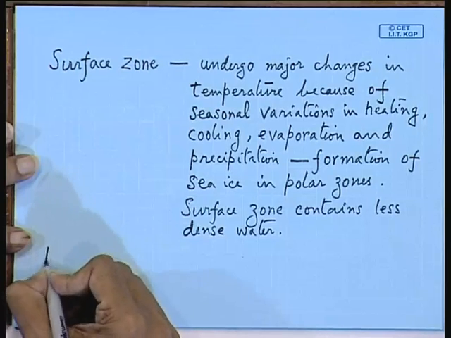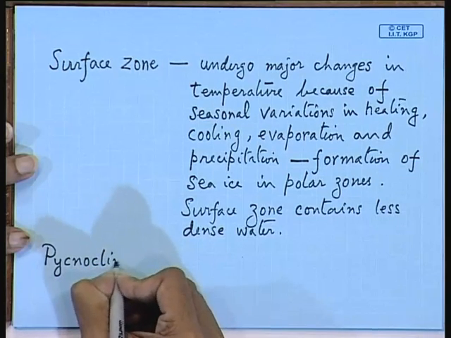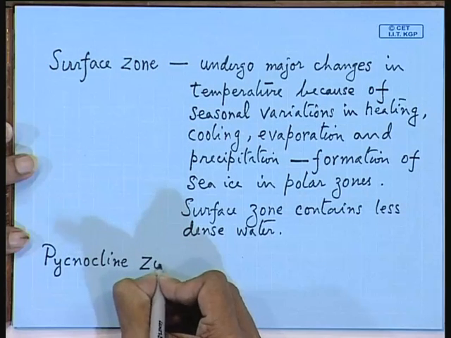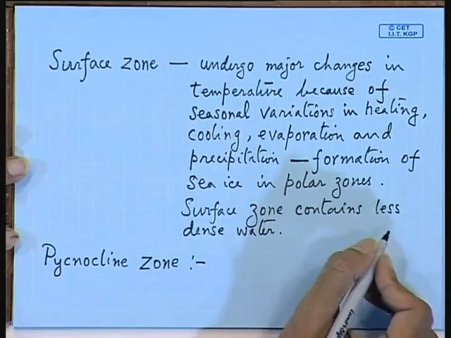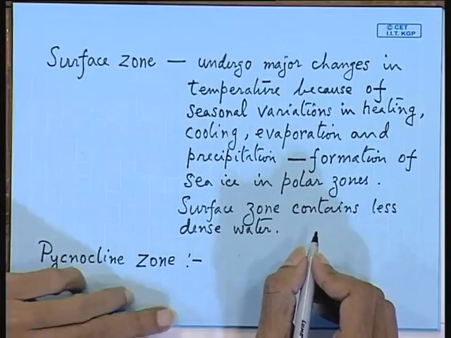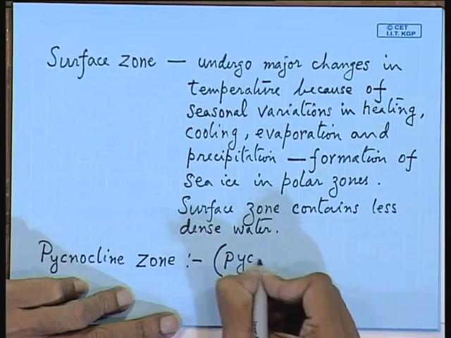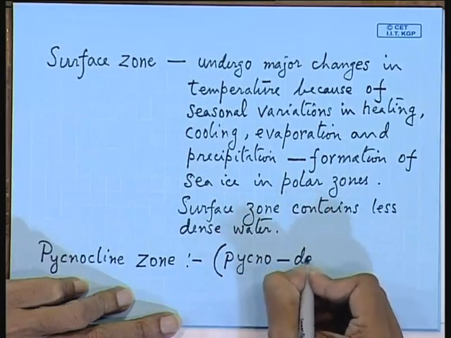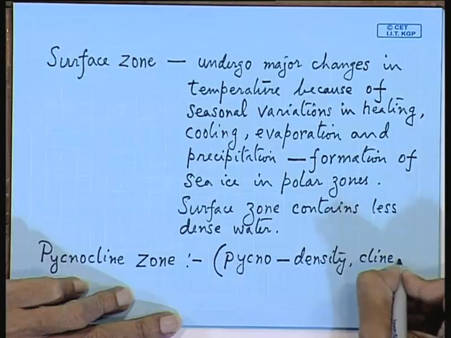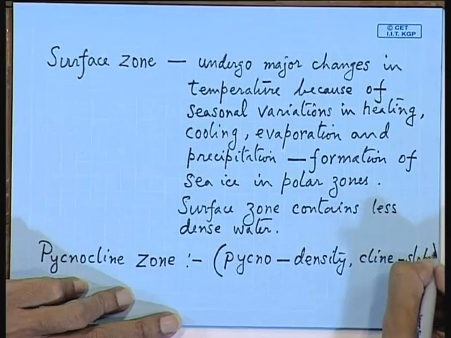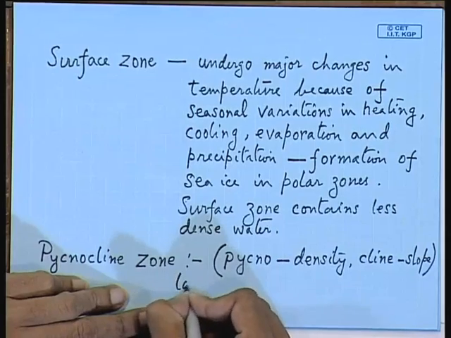Now, next is your pycnocline zone. So, ocean engineers who are doing ocean thermal energy conversion are interested in this layering of the water and what is the change in temperature. So, pycnocline zone has derived from these two words, that is pycno is density and cline comes from incline. So, that means slope. So, there is a large density gradient in this region, large changes in density.